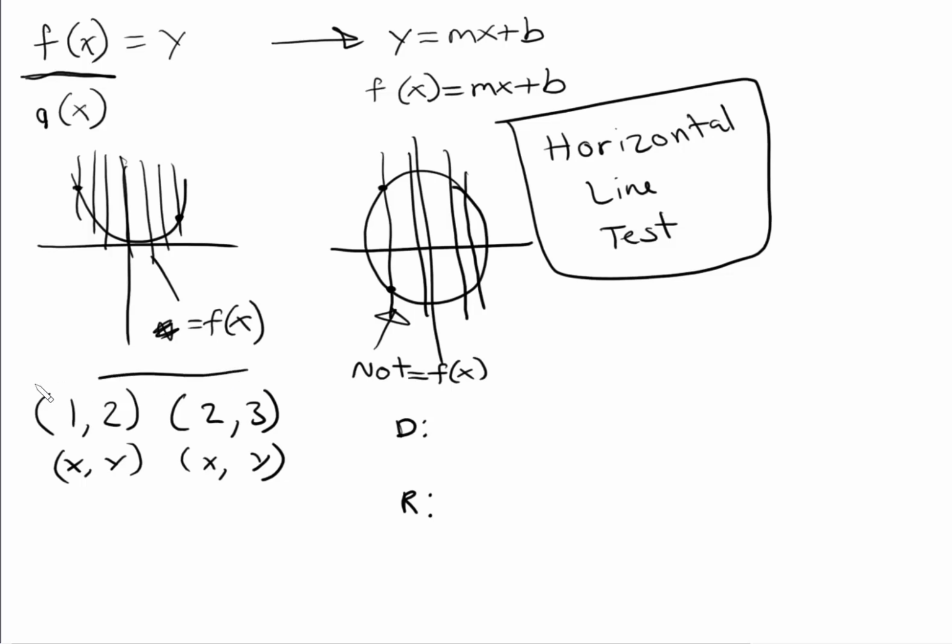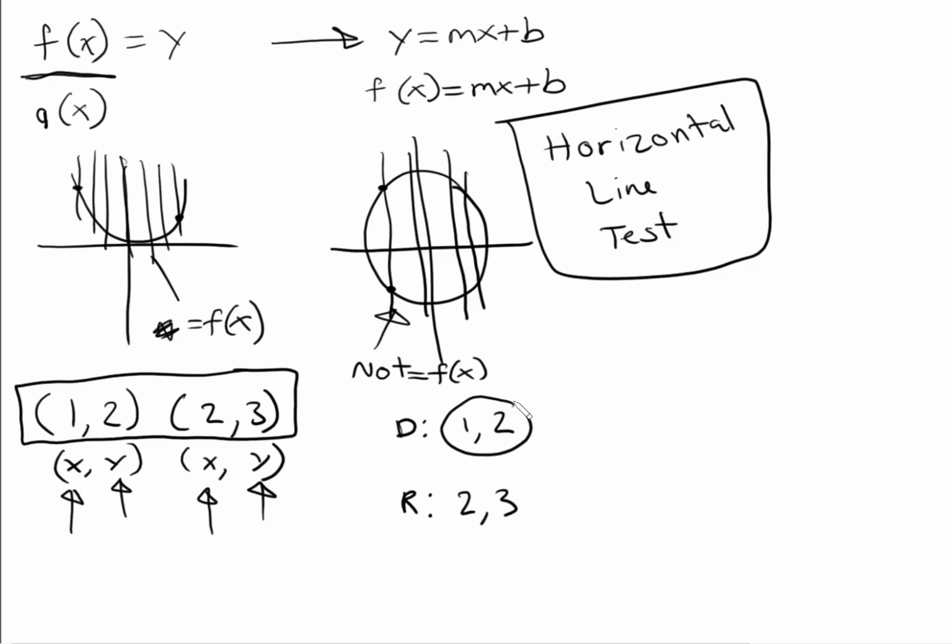So if this is our function, if this is what we are given, what is our domain? Well, we know that our x values always come first. So our domain becomes 1 and 2. And our range values come second, which becomes 2 and 3. So 1 and 2 are the only possible x values for our function, and 2 and 3 are the only possible y values for our function.